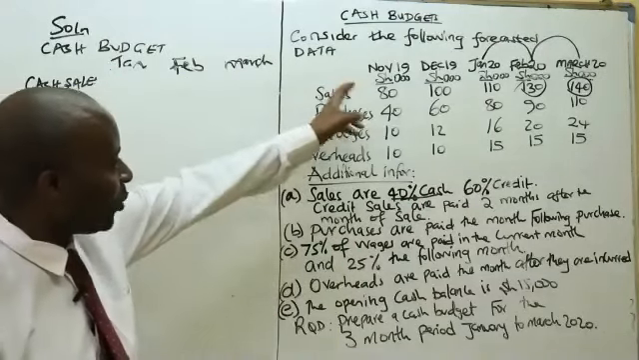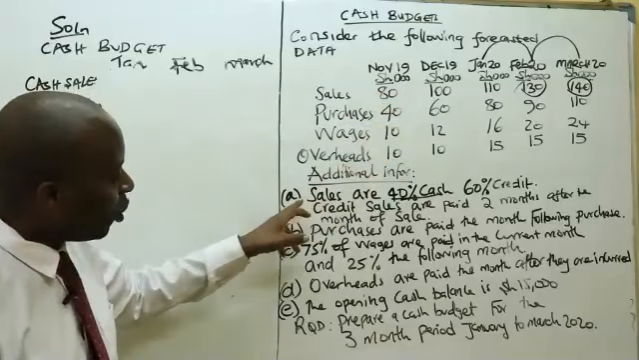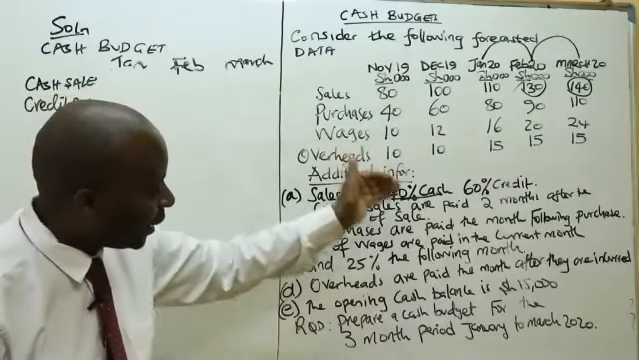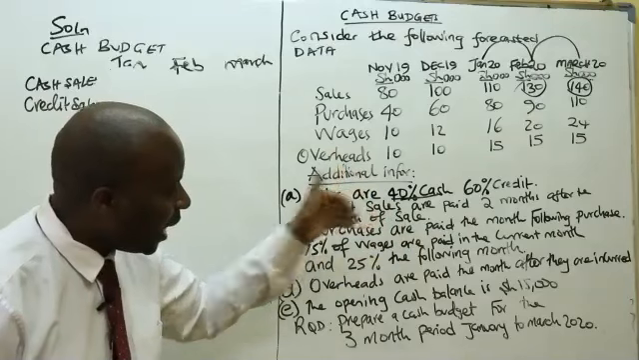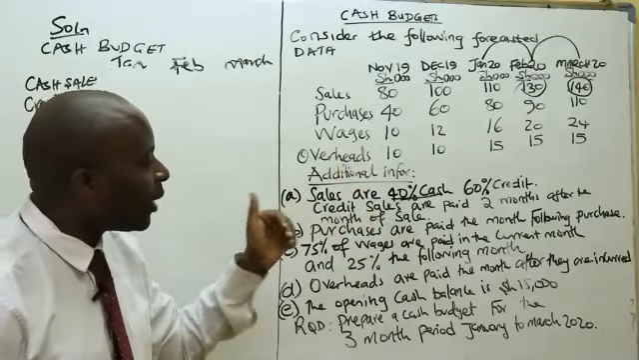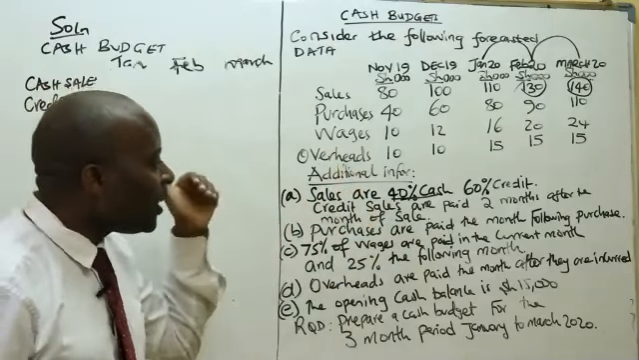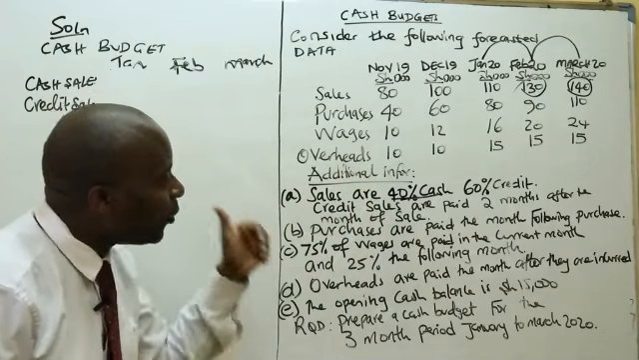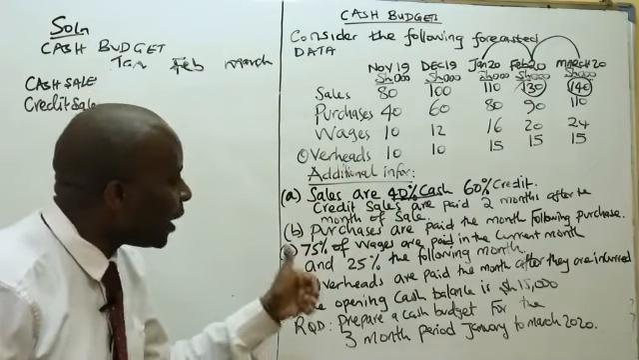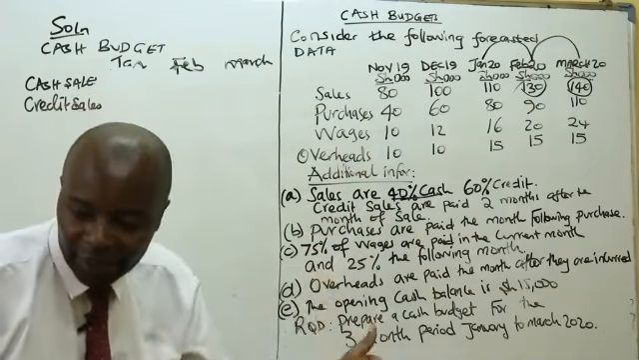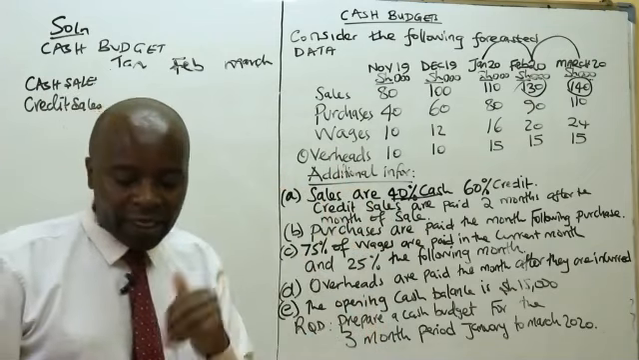You can see our sales which have been booked in every month. They have told us sales are 40% cash, and the 60% is credit. Credit sales are paid 2 months after the month of sale.